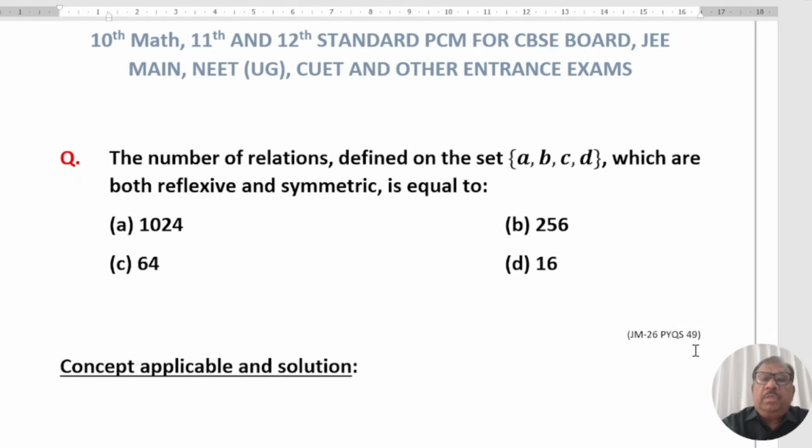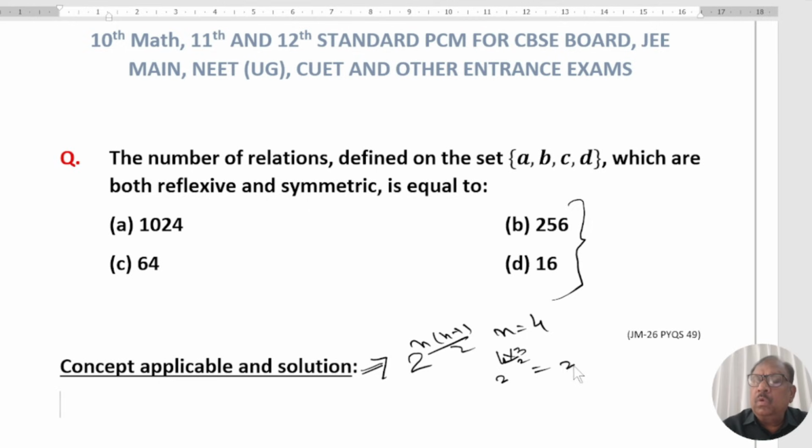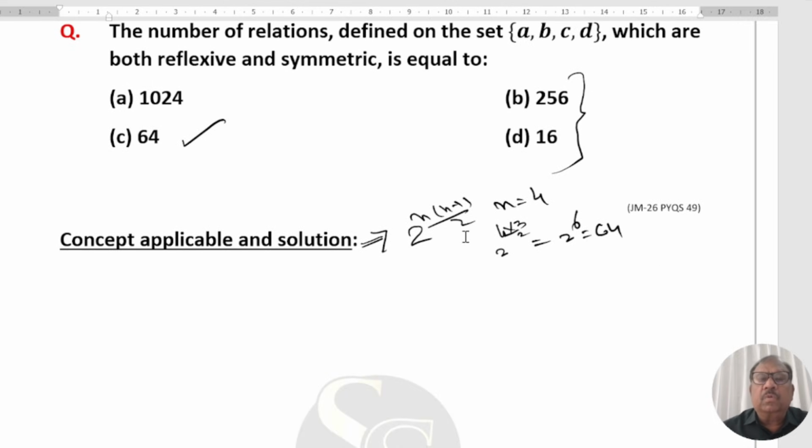Next question. The number of relations defined on the set {A, B, C, D} which are both reflexive and symmetric is equal to... Its answer is oral, it can be given in 5 seconds. 2 to the power n(n minus 1)/2. Here n is 4: 2 to the power 4 into 3 divided by 2, 2 to the power 6, that is 64. This is the answer. But I will explain in detail also.